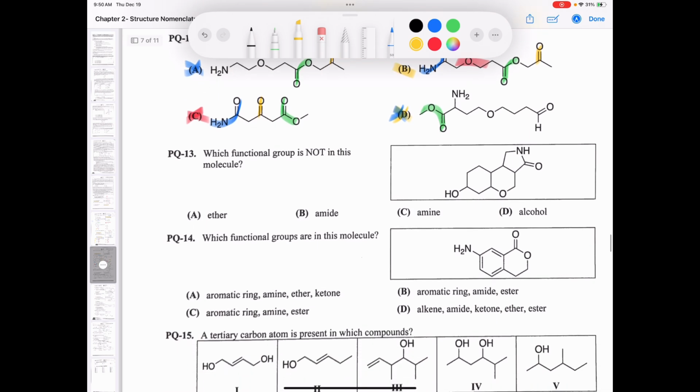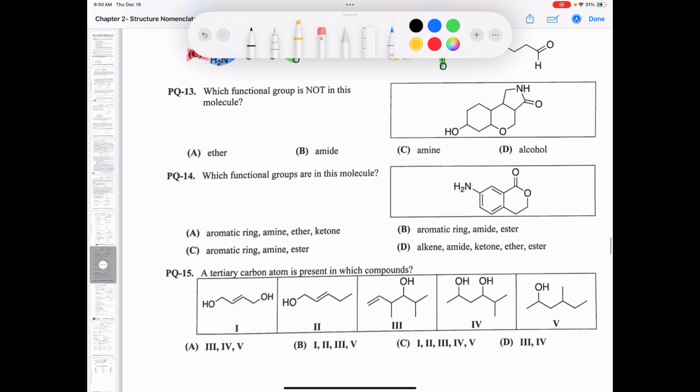All right, here they're asking us which functional group is not in this molecule. We've got ether, amide, amine, and alcohol. And if you know your functional groups, this one's pretty quick. As you can see, we've got an alcohol here. You can see we've got an amide here. It's inside a ring, but that's still considered to be an amide. And then we also have an ether. We have a nice ether there, but there's no amine, okay? There is no amine in this compound, and so C is going to be the answer.